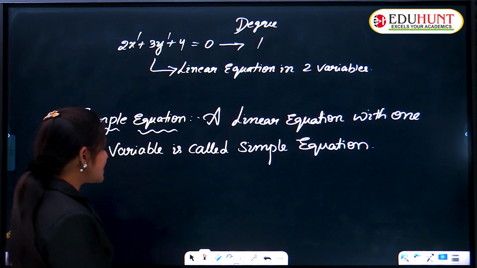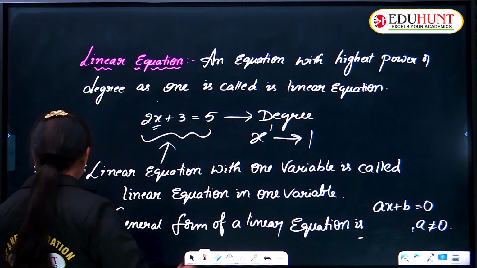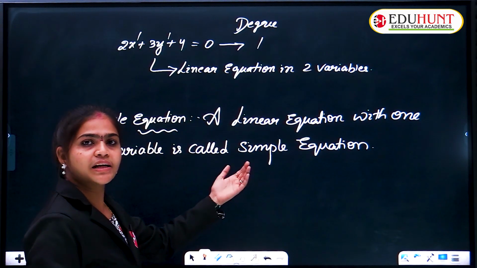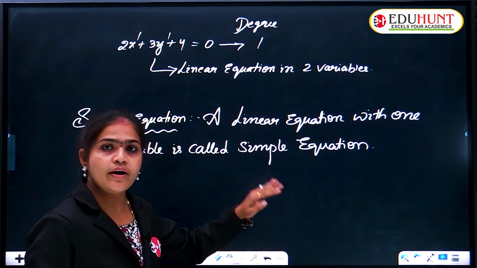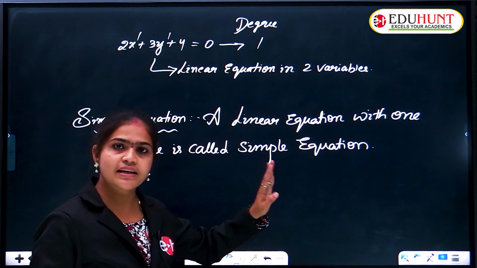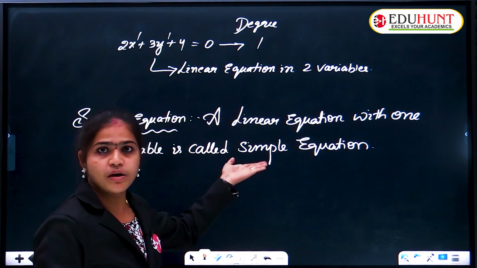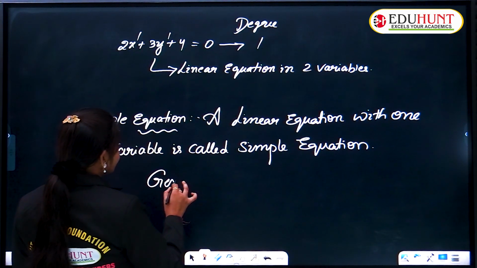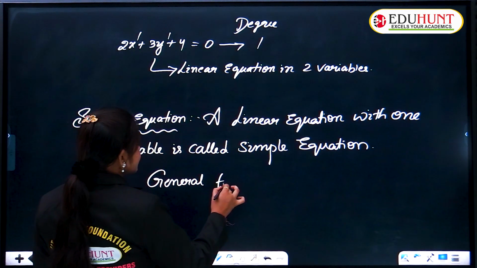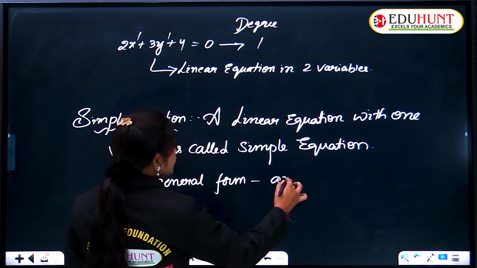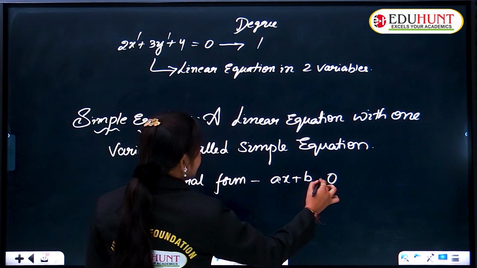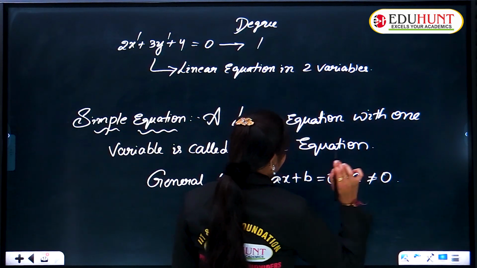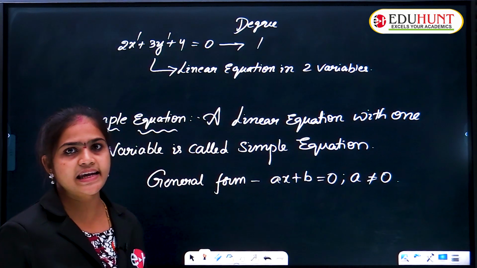Now what is the general form? Already I told you, a linear equation in 1 variable is nothing but a simple equation. So the general form of a linear equation is the same as the general form of a simple equation. Its general form is ax plus b is equal to 0, where a not equal to 0. a, b are constants, a not equal to 0.